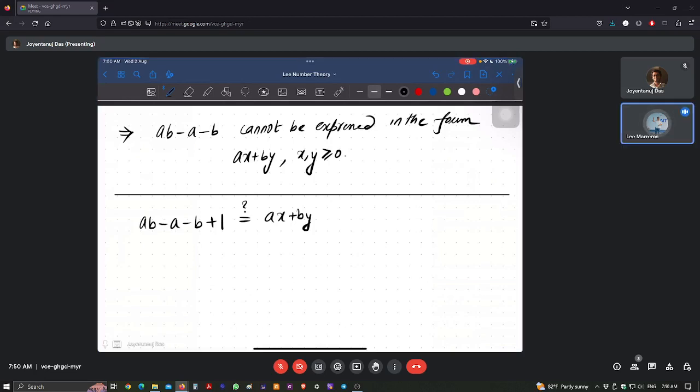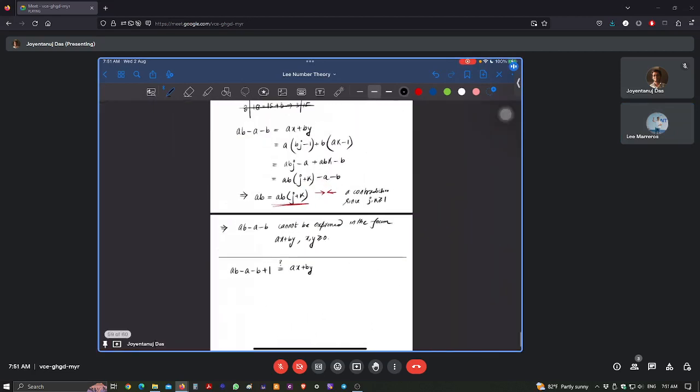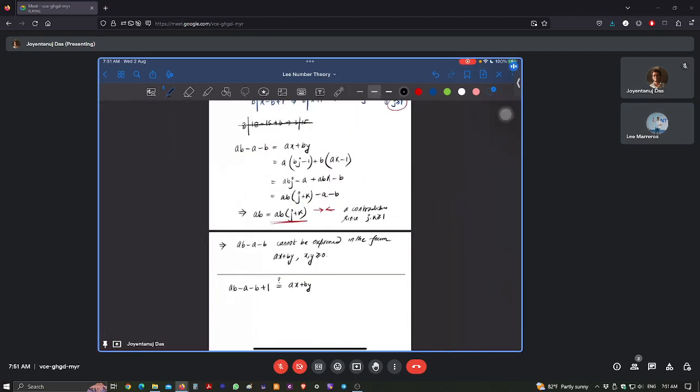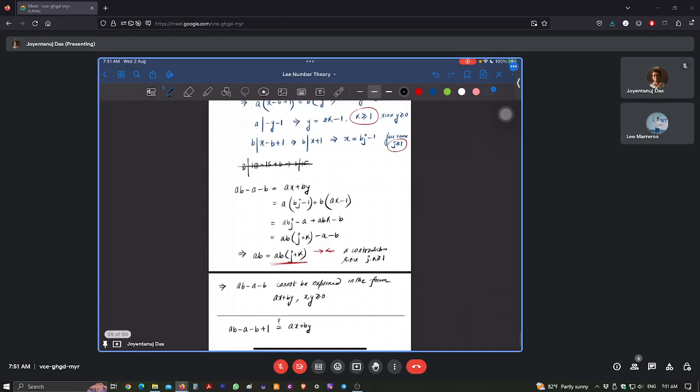I mean, we can do the same path. Like we group a on one side and b on the other side. No, I don't think that will work, because that was a contradiction. Now we have to actually show the existence of x and y, so we have to find x and y.